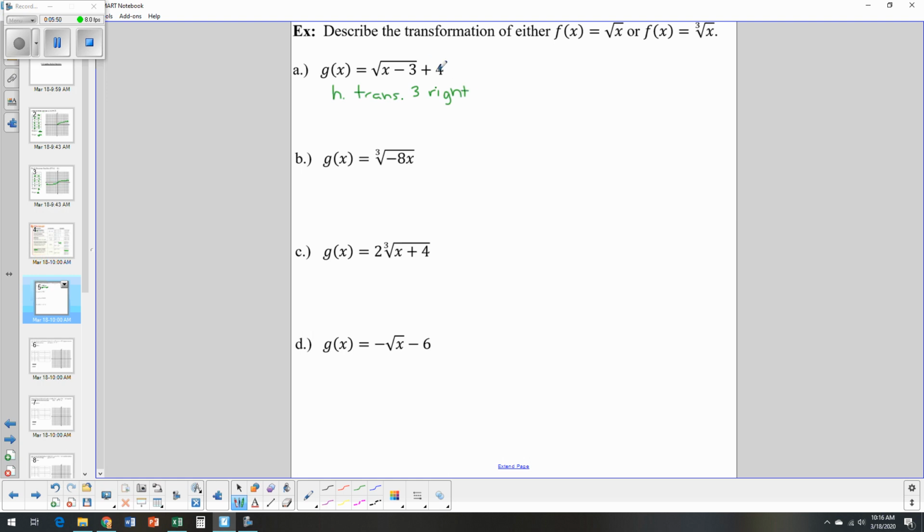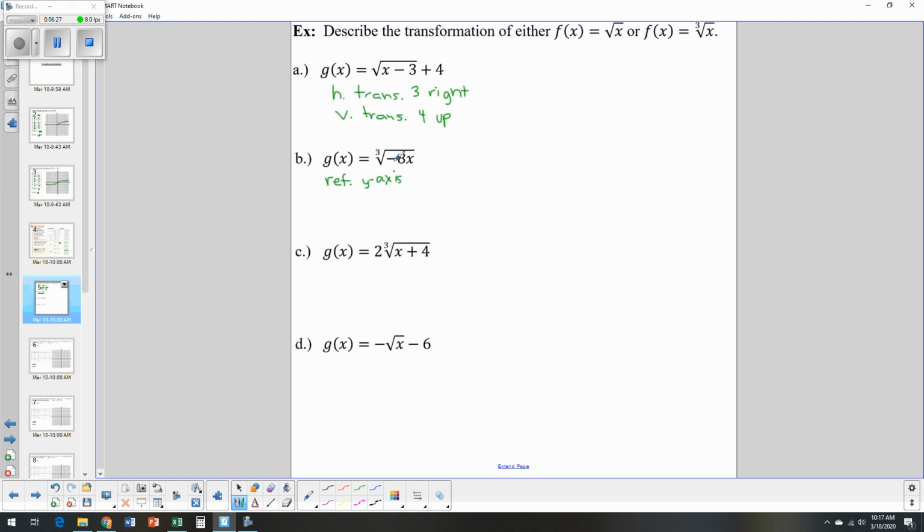And then on the outside, the plus 4 is our vertical translation, 4 units, and we do exactly what it says, up. All right, we look at our next one here, and I have a -8 on the inside. So we said when the negative's on the inside, that's really a reflection in the y-axis. So we have reflection, y-axis.